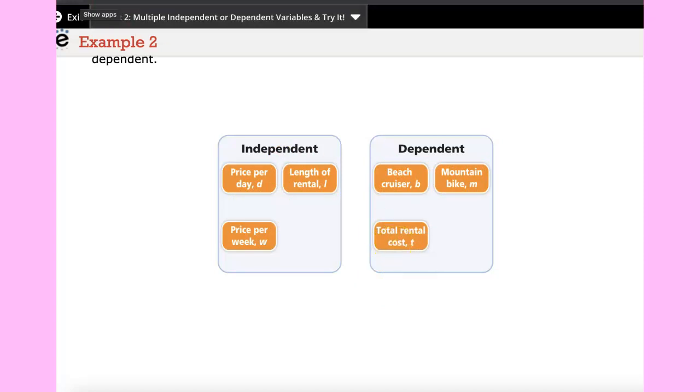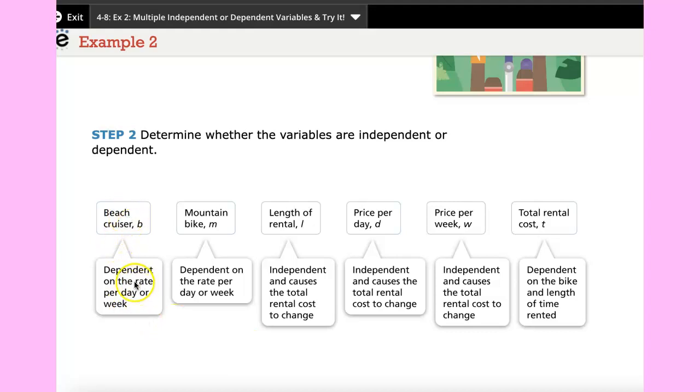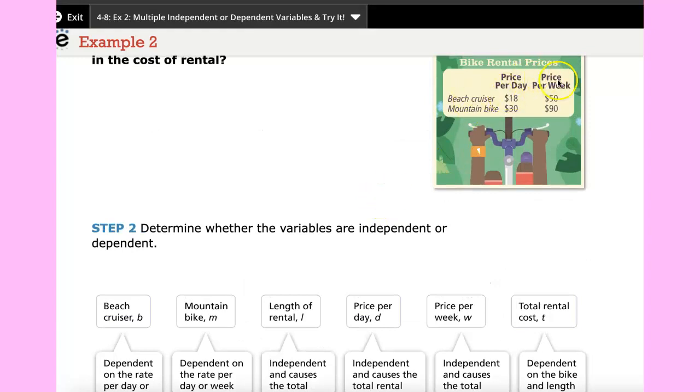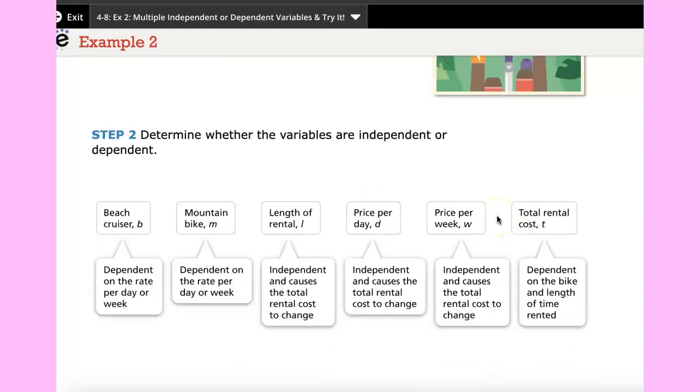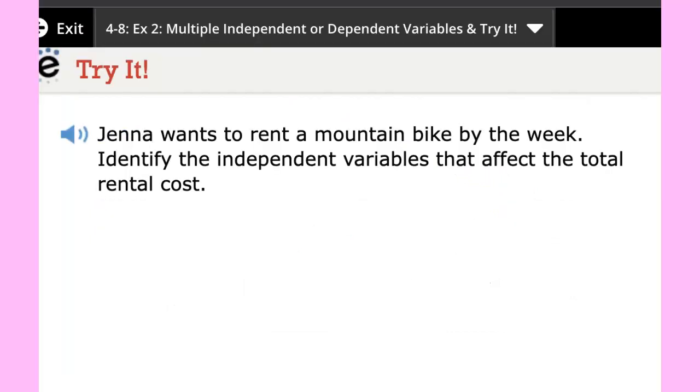Okay. So we have here the cruiser depends on the rate per day. The mountain bike will also depend on the rate per week. The length of the rental will depend on the cost of how much time you're going to use it. The price per day is independent because that is a fixed rental. You're renting it for $18 per day. You're not going to be changing it. Price per week will be independent because total cost of rental changes. The total rental will be dependent on the bike and the length of time you rent it. So there we go. Let's try to solve this problem, all right?